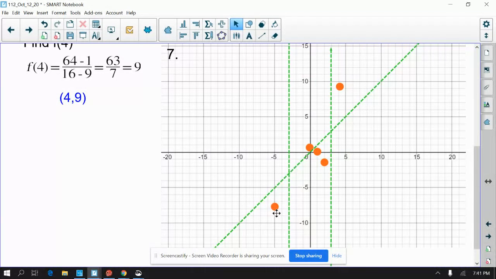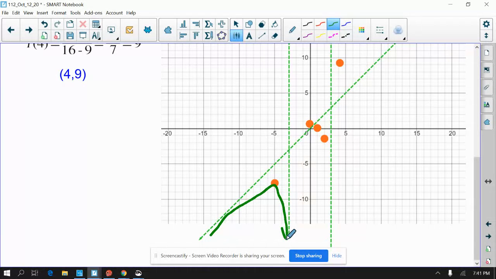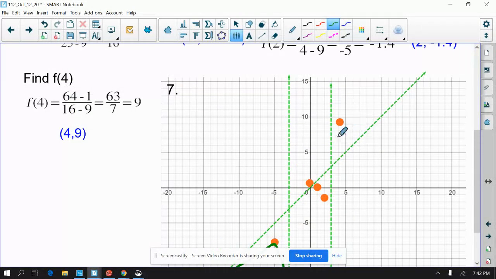I need to graph this function. It has to go through this ordered pair, but it also has to be approaching these two asymptotes. And I can do that by just zip, zip, zip, zip, like that. It looks something like that, much prettier than what I just did. The section on the upper right has to go through this ordered pair. And again, it's guided by the asymptotes. So something like this. Good night.